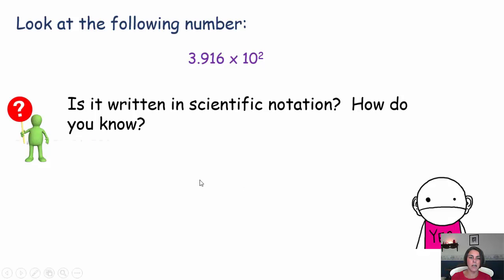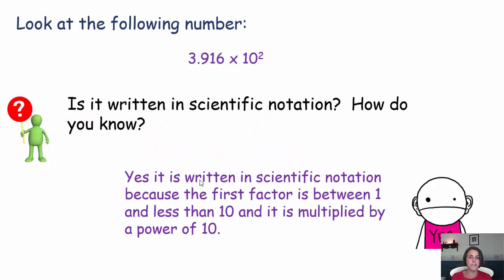All right, hopefully you said to yourself, yes, it's written in scientific notation, because that first factor, 3.916, is between 1 and 10. And then my second factor is a power of 10. Therefore, because your first factor is between 1 and 10, and it's being multiplied by a power of 10, this is definitely in scientific notation. So that number we wouldn't even have to work with. It was already in the correct form.